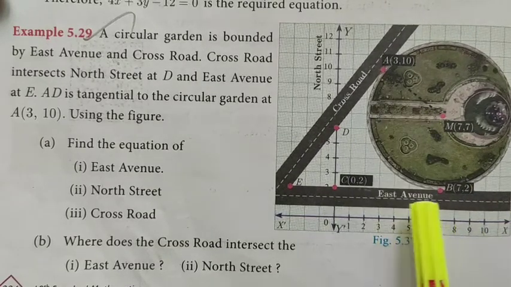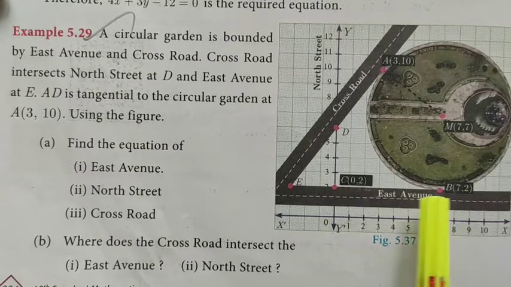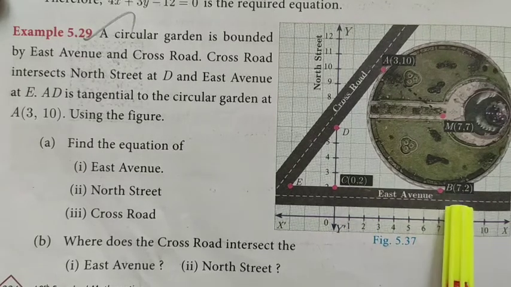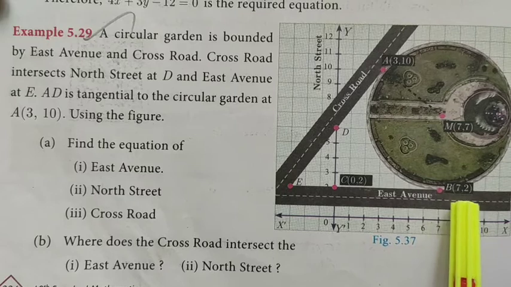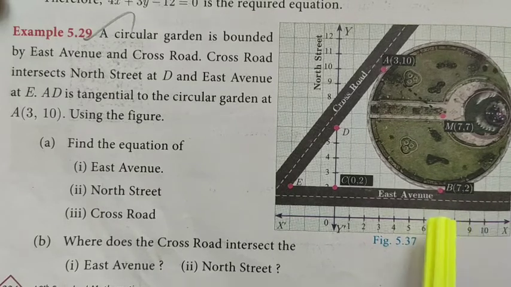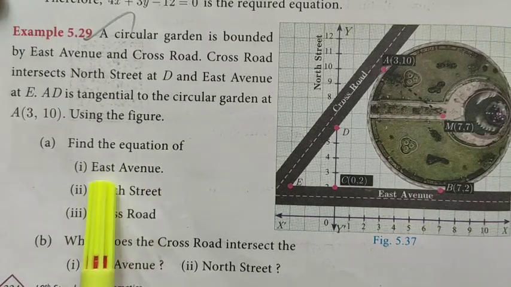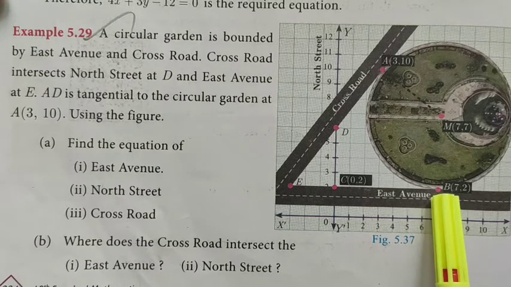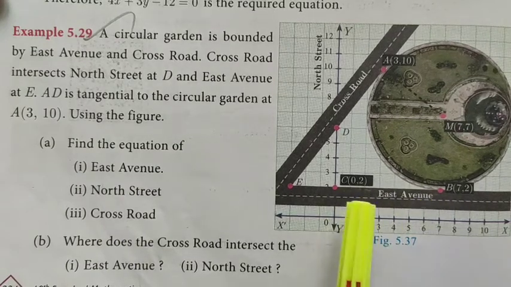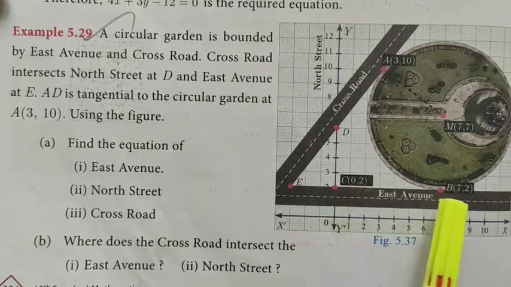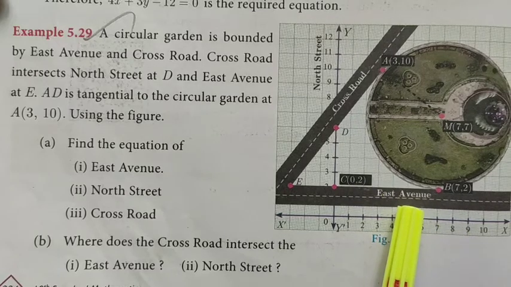And then the East Avenue is C and B, and the points are given: C is (0, 2), B is (7, 2), right? Now find the equation of the East Avenue. You want to find the equation of this straight line, which means here we have 2 points. By using the 2-point form we can find the equation of the straight line.